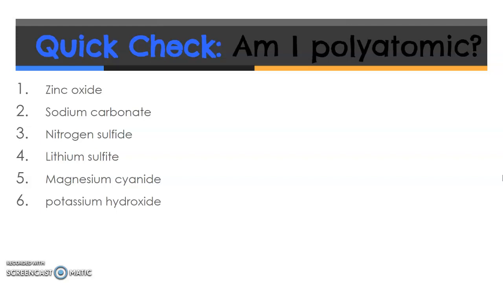Okay, so go ahead and pause really quickly, and I want you to go through these examples and see if you can determine whether or not the following are polyatomic, just based on the name. So based on the name of the compound, are these polyatomic? I'll give you just a minute to make sure the video is paused, and then once you resume, we'll go over them.